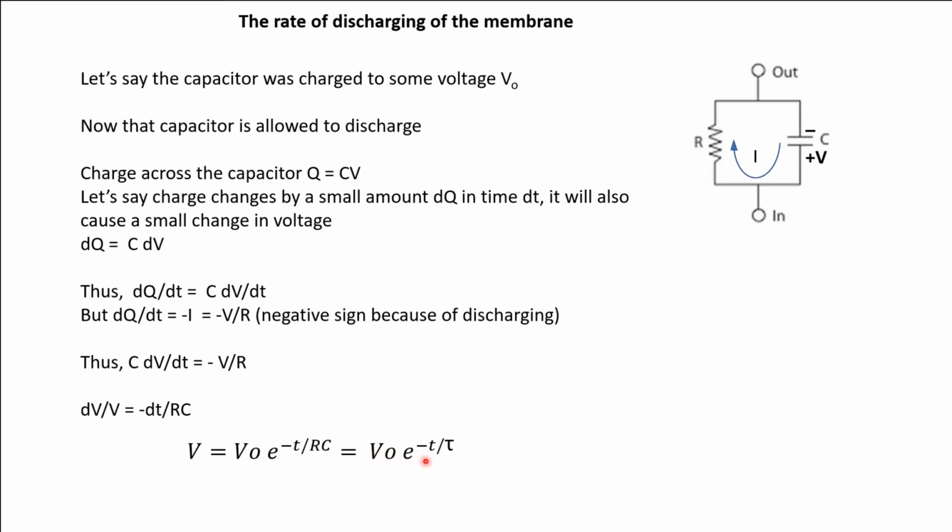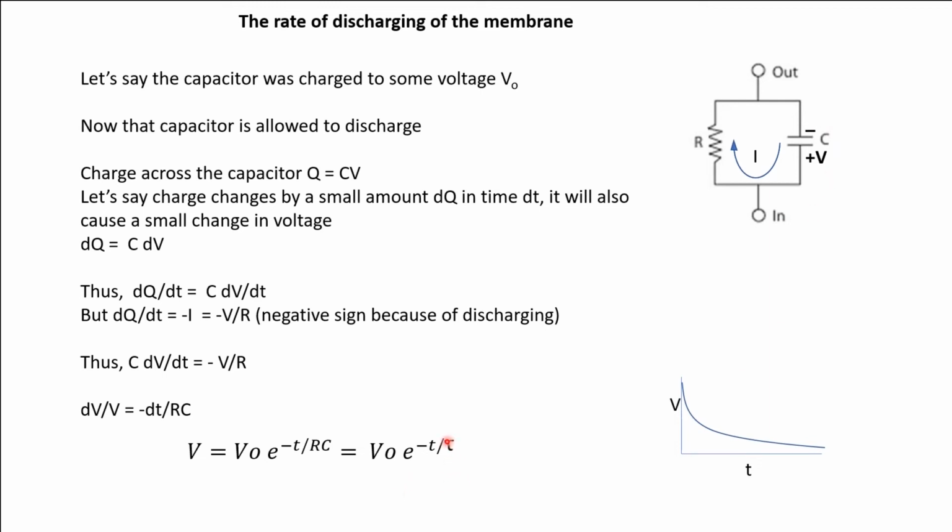At t equals 0, this term will become 1, so V equals V0. And as t becomes larger, this fraction will become smaller than 1, so V will reduce. And at t equals infinity, V will become 0, as this term becomes 0. So we have an exponential decay like this. So this is how the voltage across the capacitor would change over time.